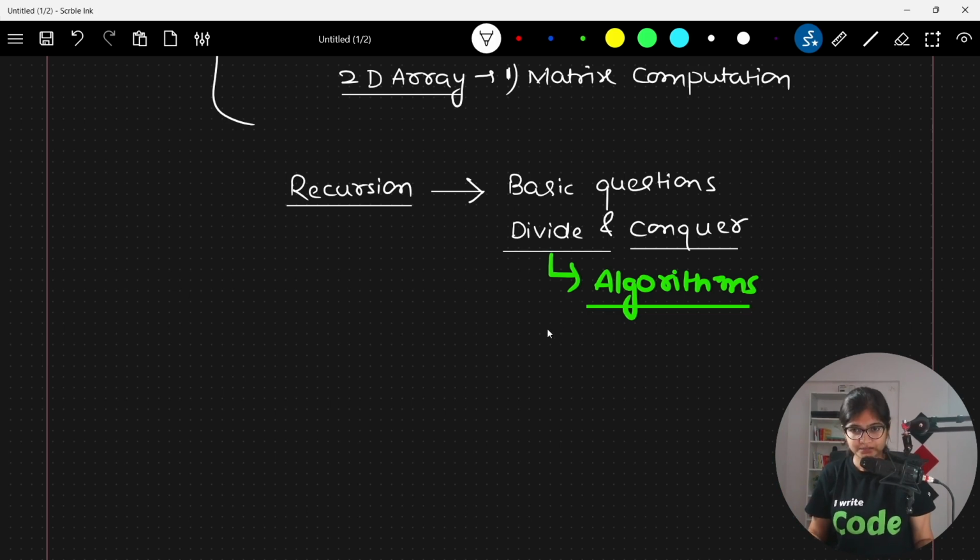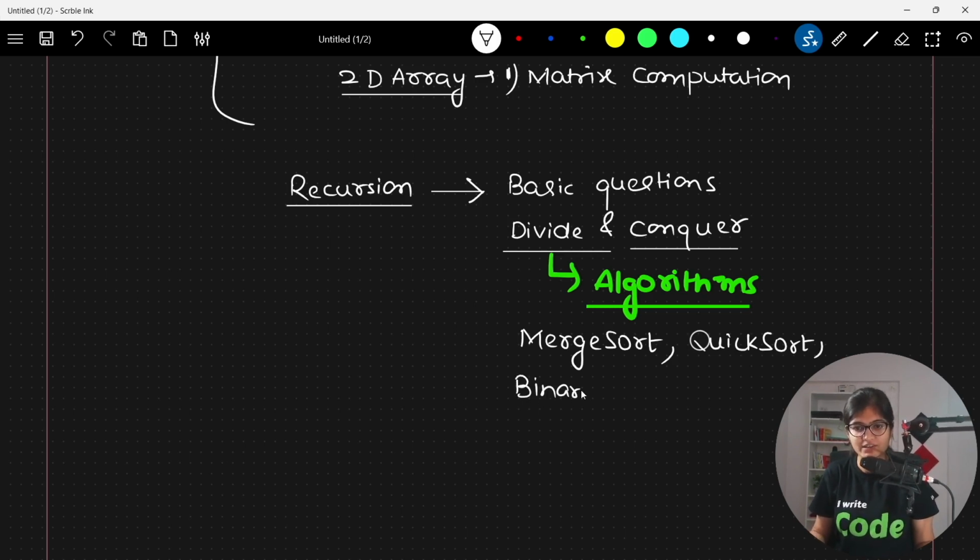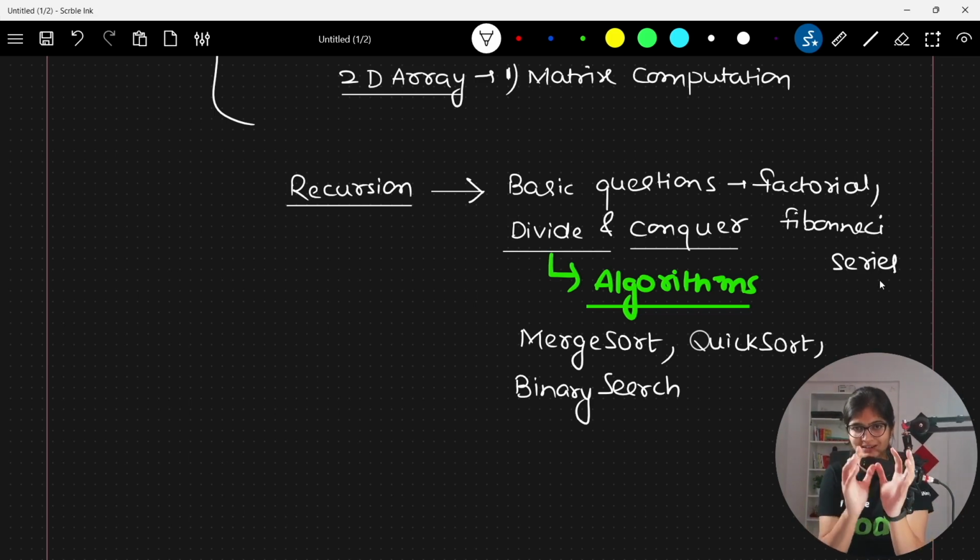For example, you must be familiar with merge sort, quick sort, and searching algorithms like binary search, right? These are very good applications of recursion. In the basic questions, I can talk about finding the factorial, maybe the Fibonacci series, something like that, right? So first of all, you need to understand the basic questions, where you see how the recursive tree will be created and how recursion will happen, right?